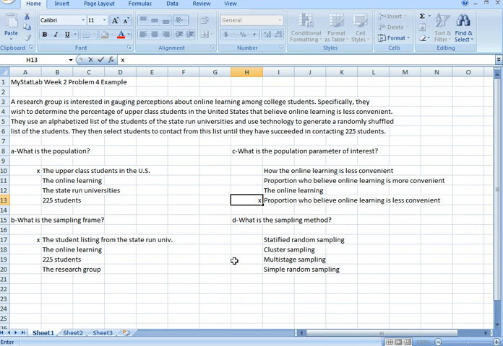And then part D asks us what is our sampling method, where our list of sampling methods are in your textbook on pages 32 and 33, and each of those are listed there. But in this case we are just taking a randomly shuffled list of students, and then we're just going to start contacting them until we find enough, 225, to complete our survey. So in this case the sampling method we're using is just a simple random sampling. We're taking a randomly, there's the keyword, shuffled list. So in this case the last answer is the correct one for part D.